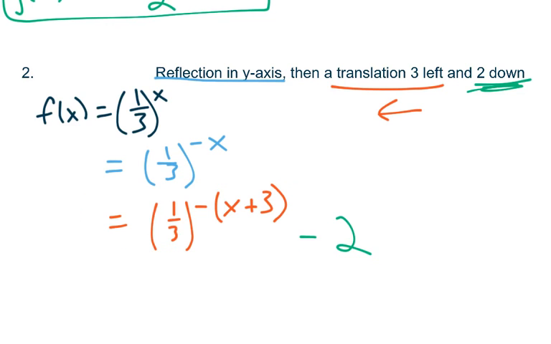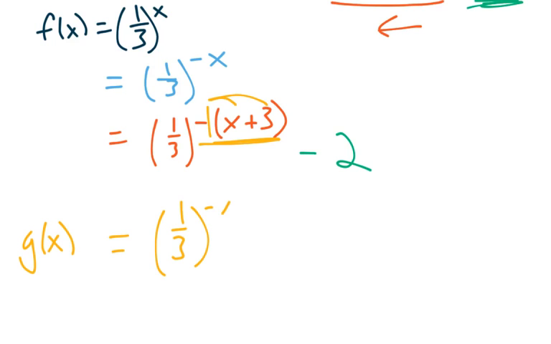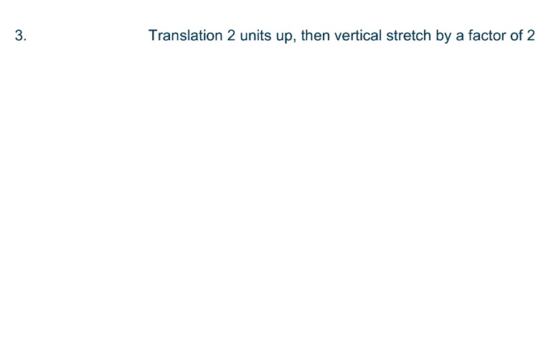If you want to simplify it a little more, you certainly can. We'll do it here in yellow. This will be g of x, we can clean this up just a little bit. We can distribute a -1 to the x and the 3, so we could have (1/3) to the (-x plus 3) power, -2. Either one of these two would get you full credit on a quiz or test. Alright, let's try one more here.